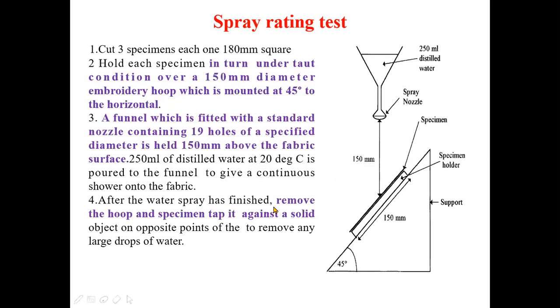After the water spray has finished, remove the hoop and specimen. Tap it against a solid object on the opposite point to remove any large drops of water. That means after 250 ml distilled water is poured onto the fabric surface, you have to remove the fabric from the hoop and tap it against a solid object so as to remove the excess water. Okay, tap means striking the fabric against the solid body so that excess water is removed.